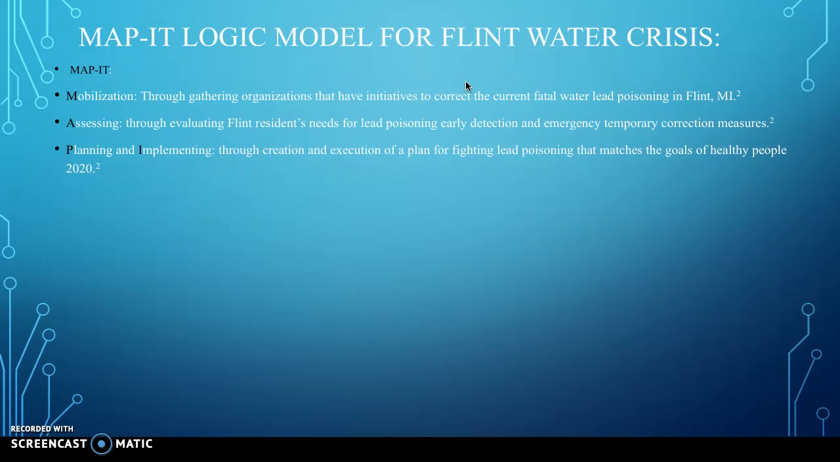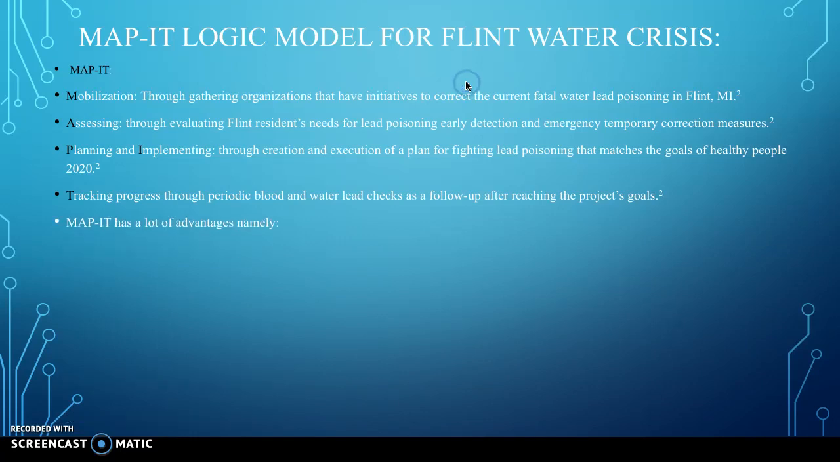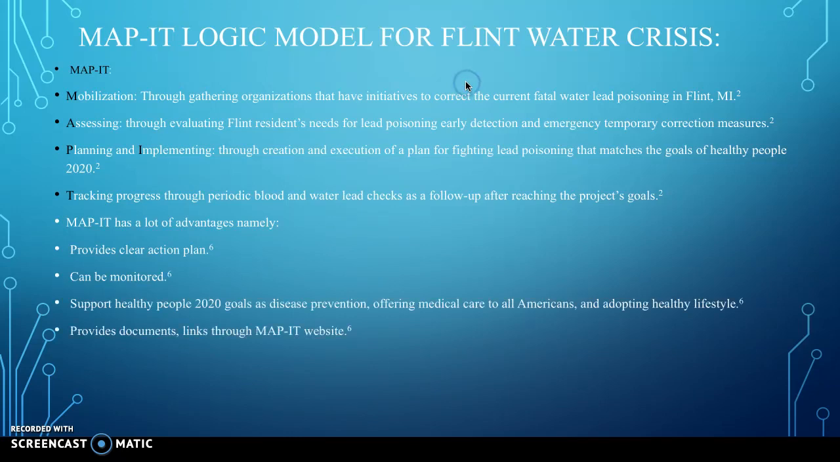Planning and implementing, through creation and execution of a plan for fighting lead poisoning that matches the goals of Healthy People 2020. Tracking progress, through periodic blood and water lead checks as a follow-up after reaching the project's goals. So MAP-IT has a lot of advantages. What are the advantages? It provides a clear action plan, can be monitored, and supports Healthy People 2020 goals such as disease prevention, offering medical care to all Americans, and adopting healthy lifestyles. It provides documents and links through the MAP-IT website. What are the disadvantages? There are no formal assessments.